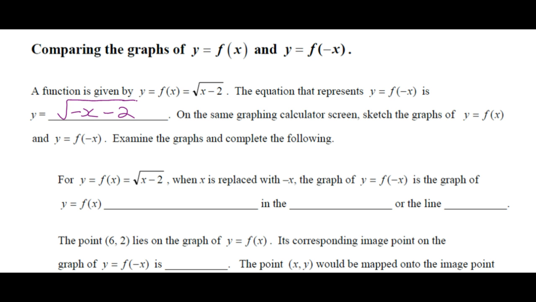On the same graphing calculator, graphs. I never wrote this in here, but how might you want to write this? So it's the negative of what? x plus 2. Okay, I just threw that in there. I don't know if I'll talk about it, but well, when x is replaced by x plus 2, what's going on?